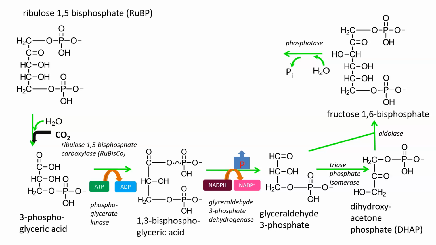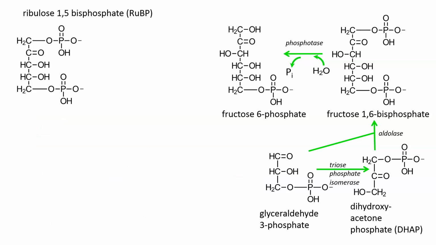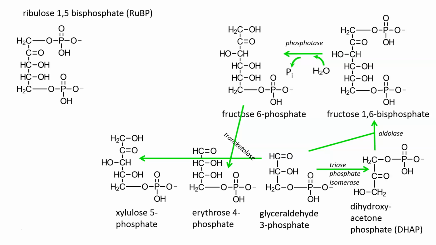There's a phosphatase that takes a phosphorus off of this to give us fructose 6-phosphate, and this can combine with the glyceraldehyde 3-phosphate using a transketolase and give us a xylulose 5-phosphate and an erythrose 4-phosphate. Now notice, out of these, we're taking a 6-carbon and a 3-carbon to get a 5-carbon and a 4-carbon. All of these serve as precursors for other pathways as well.